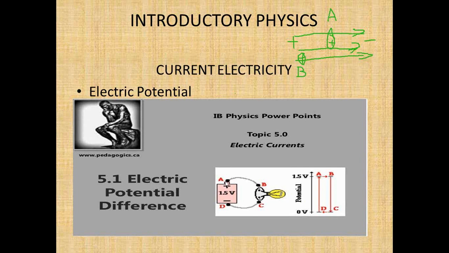When you look at your battery, this positive terminal is actually the 1.5 volts. And this terminal right here is actually 0 volts. The potential difference between the two is 1.5 volts. Your high potential terminal is the 1.5, and the low potential terminal is 0. The potential difference is 1.5. Okay? All right.